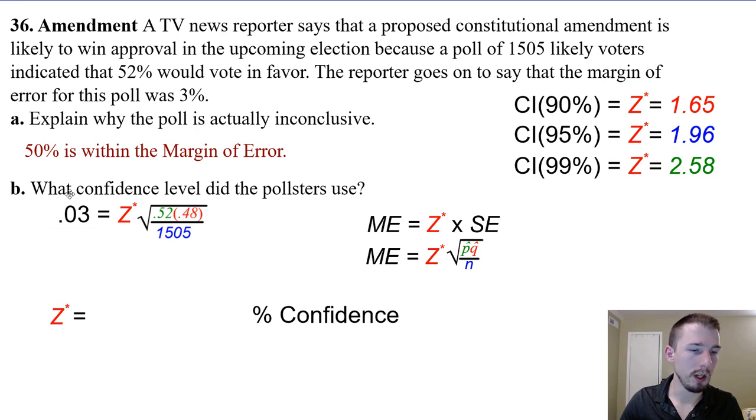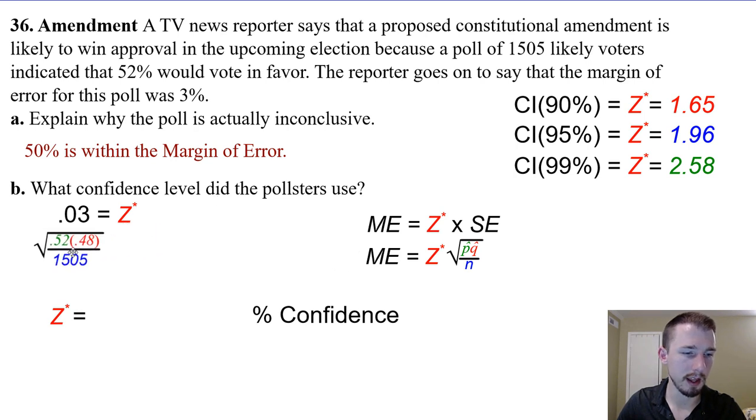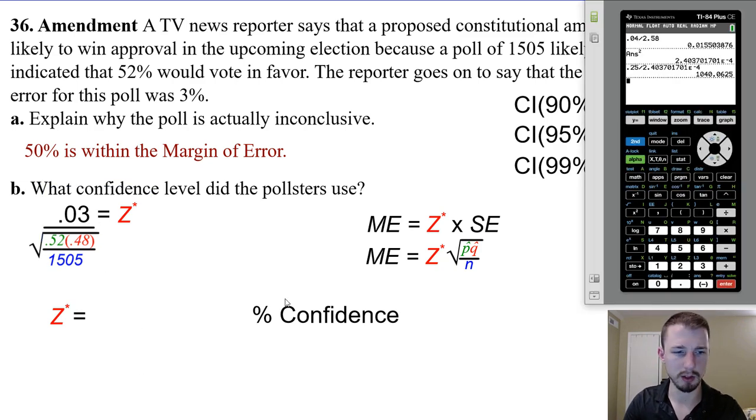All right, so what confidence level did the pollsters use? On this one, the margin of error was 3%. The confidence level is going to come from our critical value. We can use the actual values that we had here, so 0.52 and 0.48, which is what they would have used because they had that 52%. All we really have to do is divide both sides by whatever that standard error is going to be. It's kind of a mess to put in the calculator, but not that bad.